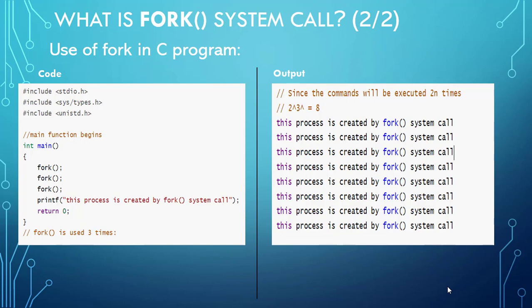Then when the third fork is called, it will create a child process of all the above processes. Meaning 4 are already created, so 4 more will be created and the total will become 8. There is also a formula given, 2 power n, where n is the number of forks. So there are 3 forks, so 2 power 3 means 8 processes will be created.